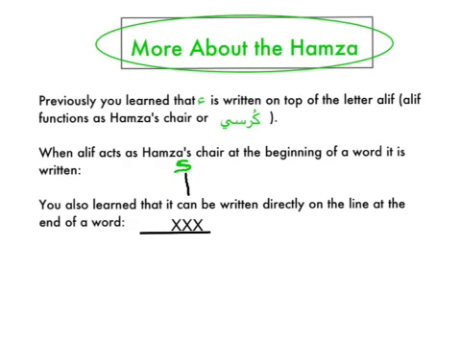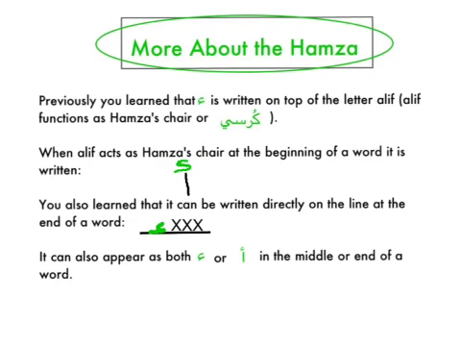Previously, you also learned that Hamza can be written directly on the line at the end of a word. So for instance, if X are letters here, at the end we write Hamza like this on the line. It can also appear like this or like this in the middle or end of a word. But Hamza written like this in the middle is extremely rare in Arabic.